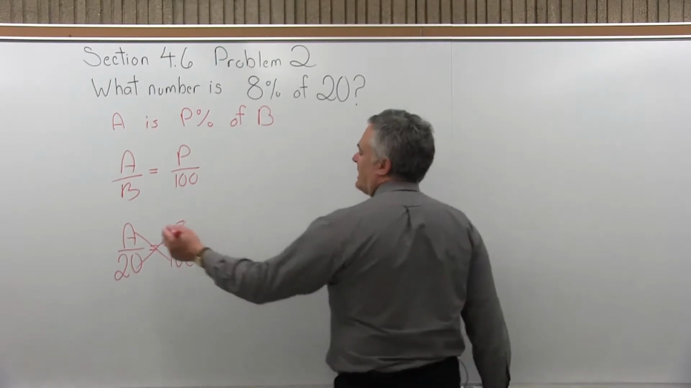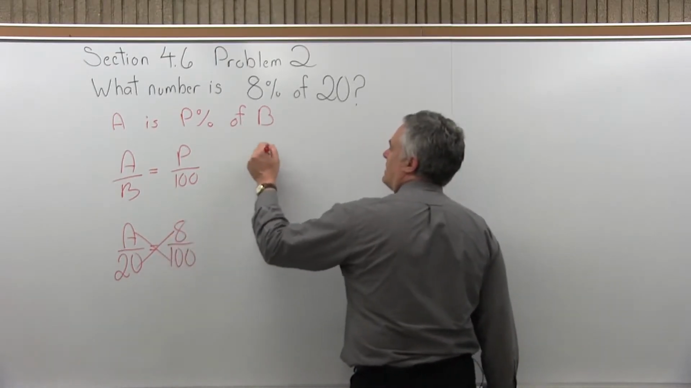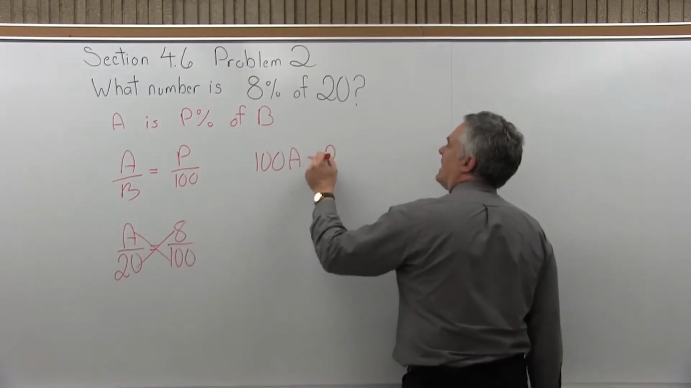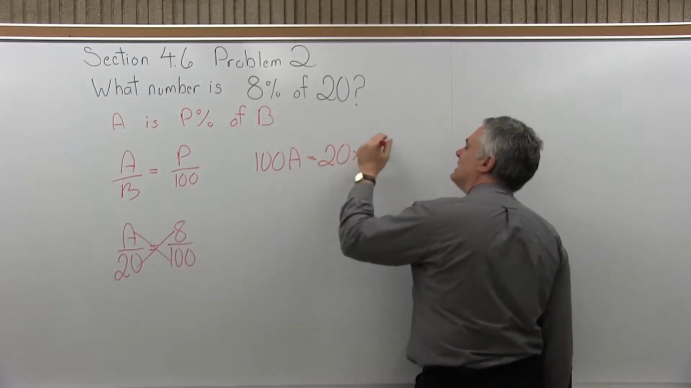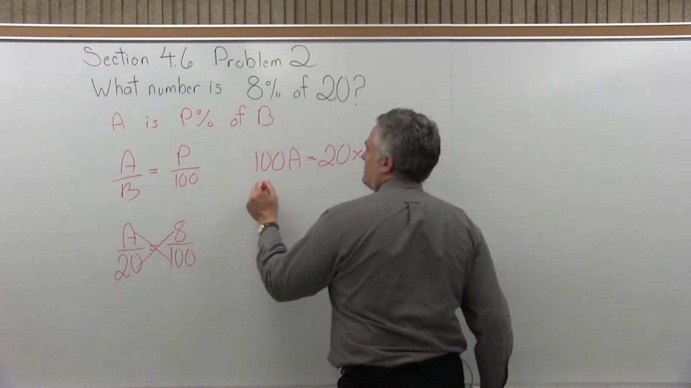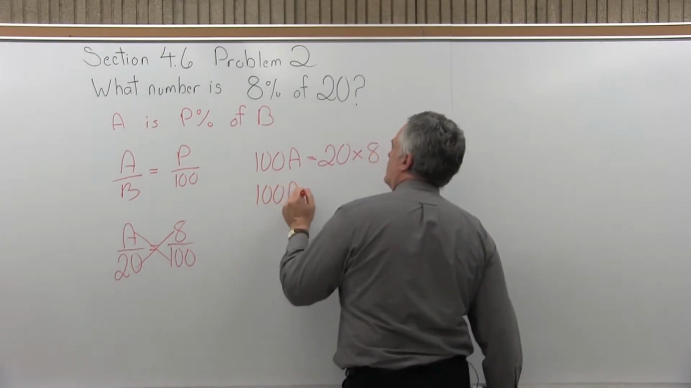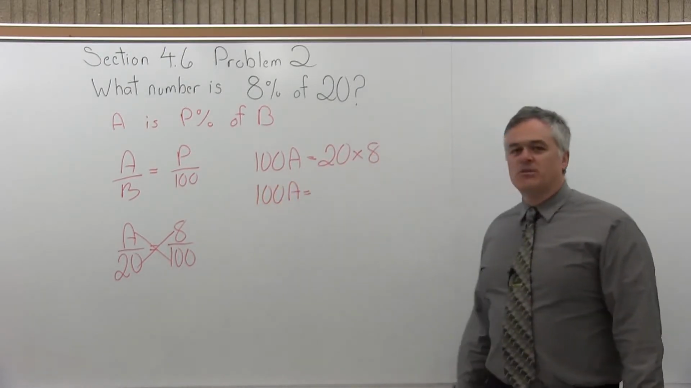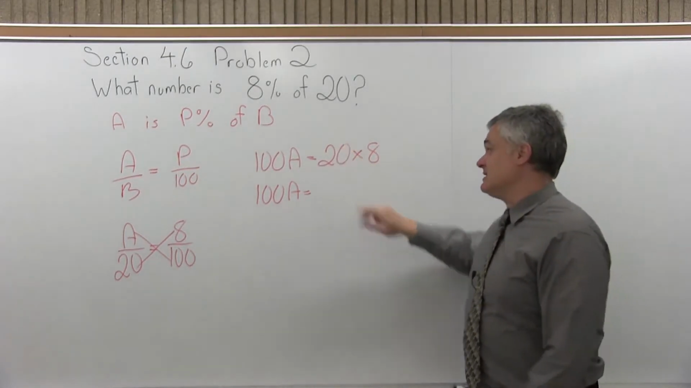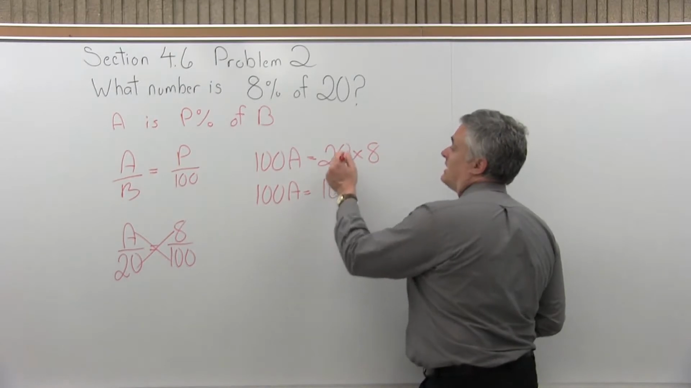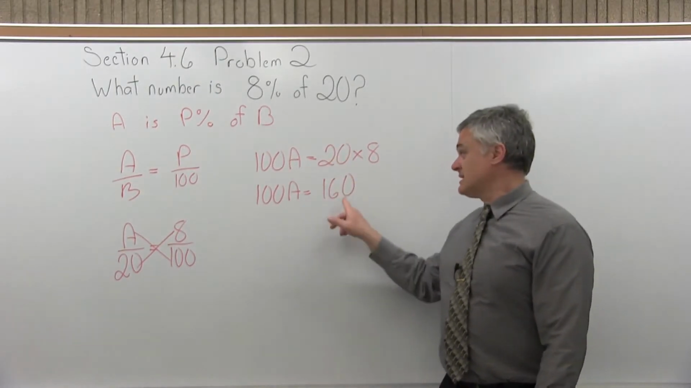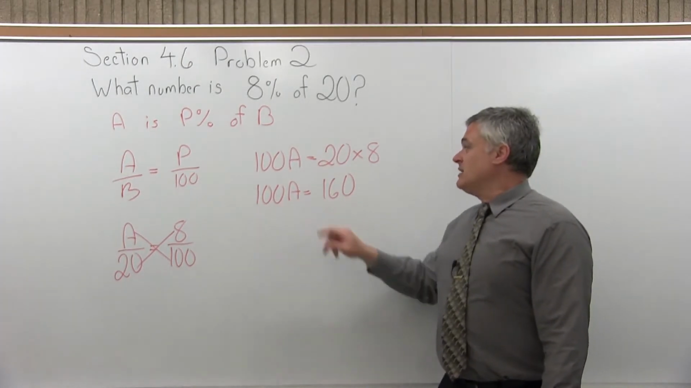So A times 100, we'll write 100A equals, and then the other way, we have 20 times 8. And now let me simplify the right-hand side. 100A equals, 20 times 8 is somewhat of a big multiplication, but just ignore the 0 and the 20 for a second and make it 2 times 8. That's easy. 2 times 8 is 16. And now the 0 that you ignored, you put it back. It's 16 with a 0 on the end, which is 160. So now I have 100A equals 160.